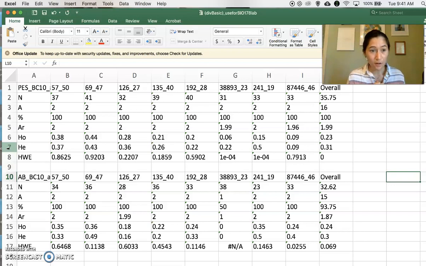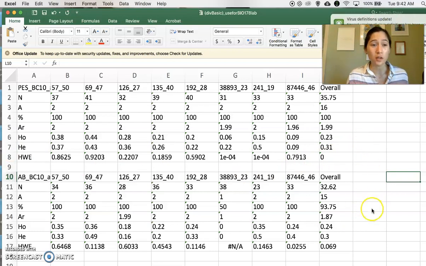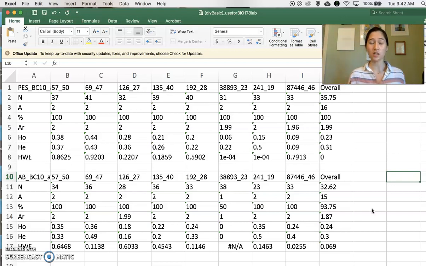All right, another thing we want to think about is, based on whichever heterozygosity metric you think is most appropriate for this particular data set, are one of these two populations more susceptible or more of a concern in terms of long-term survivability in a changing environment?